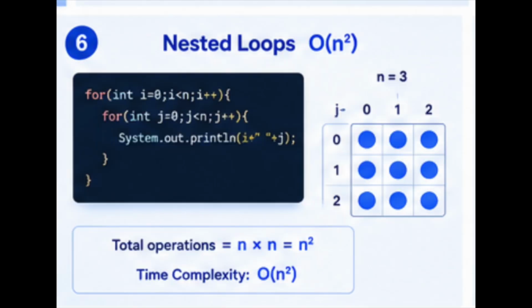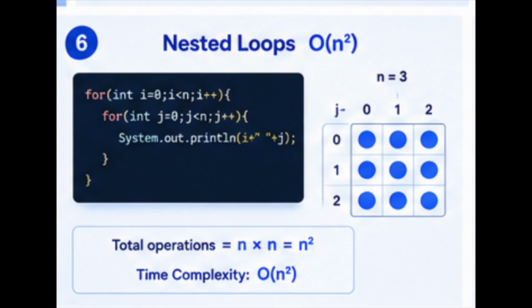Now things become more interesting. We have a loop inside another loop. Let's assume n is 3. The outer loop runs 3 times. For every iteration of the outer loop, the inner loop also runs 3 times. So the total work is 3 multiplied by 3, which is 9.